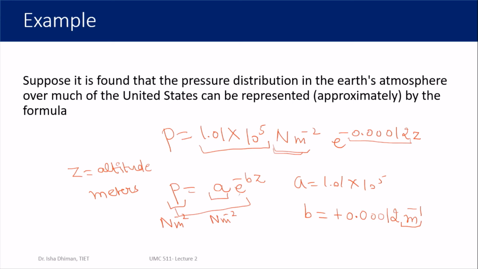So that means this figure should be dimensionless. To make this dimensionless, I have to adjust the dimension of b according to the dimension of z. It has to be just a number. So since z is in meter, b has to be per meter. So these are the two constants I defined, and this is the correct way of representing this situation.